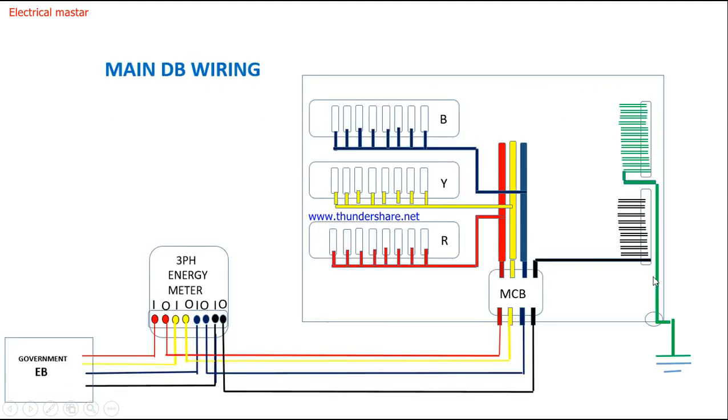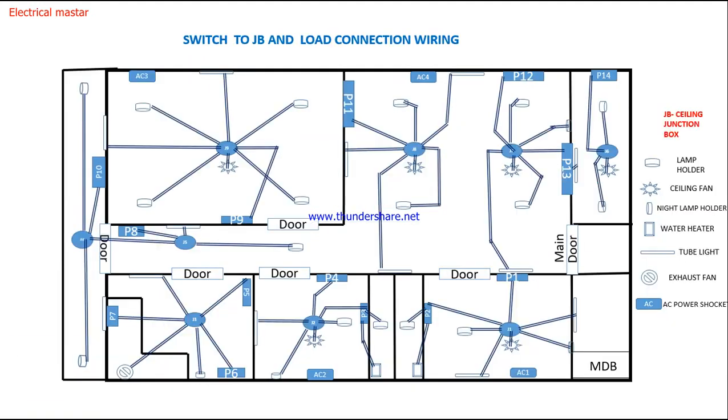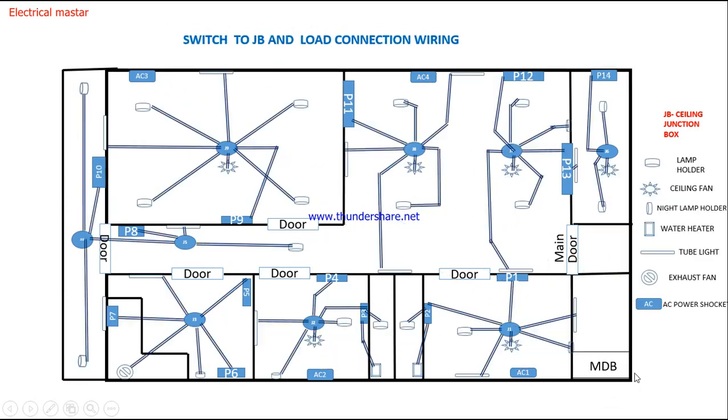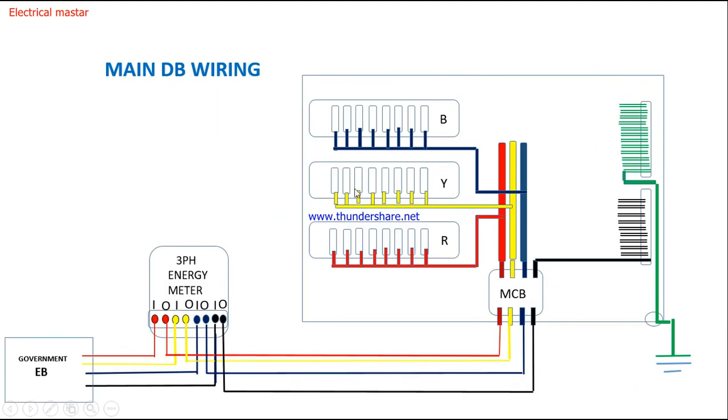And next is the main drawing, main DB wiring. From the main DB, the outgoings are connected to the JBs and ACs. So we should know how this main DB will be. Our main DB is like that. See here, this is our main DB and this is the incomer breaker. From the incomer breaker, it takes the R, Y, B supply and neutral separately. R phase I connected separately to individual MCBs, Y phase to individual MCBs, blue phase to individual MCBs. From the individual MCBs only I am taking the output to each JB. From the JBs it is distributed to the loads.